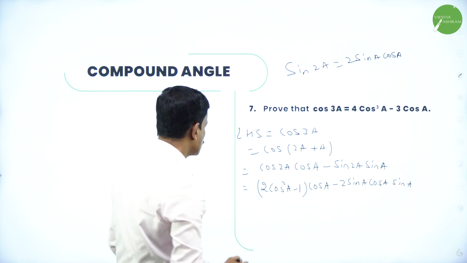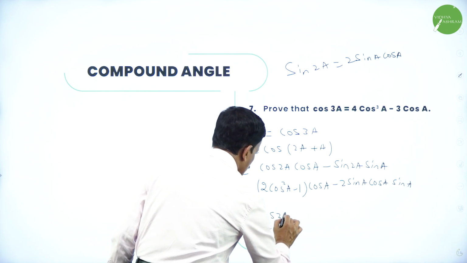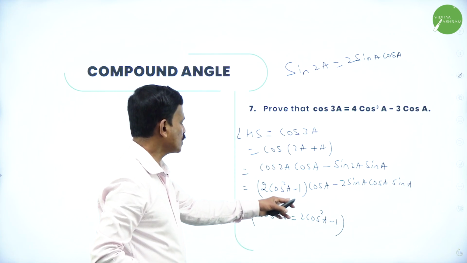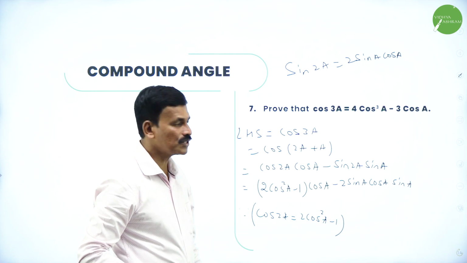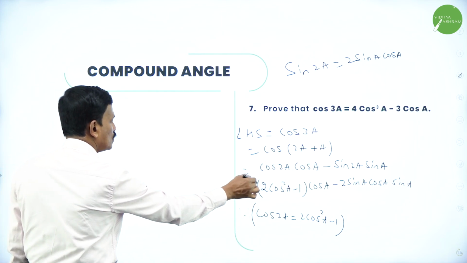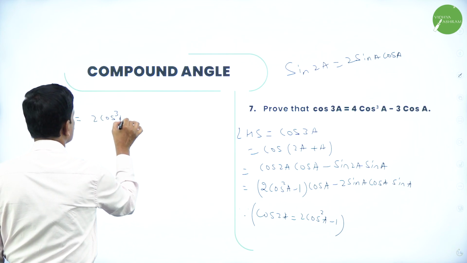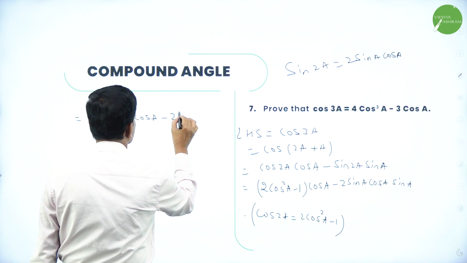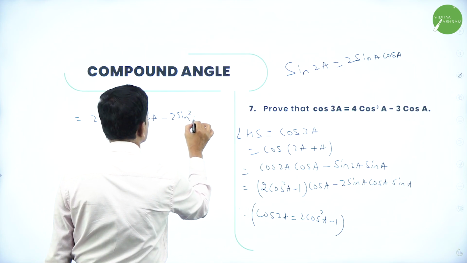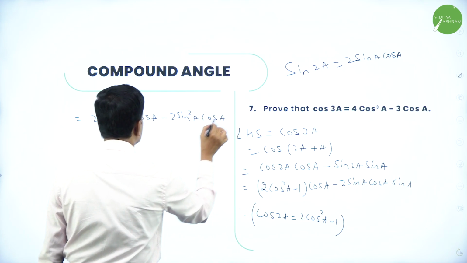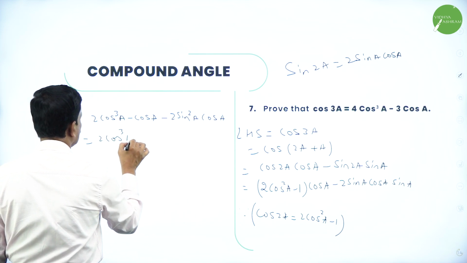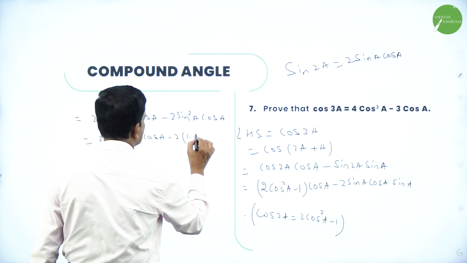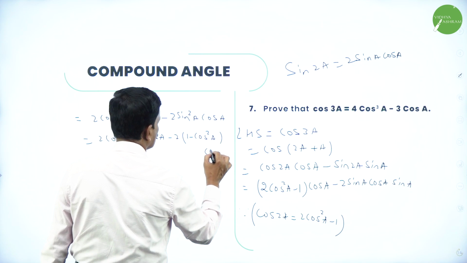Since we know cos 2a is equal to 2 cos square a minus 1, this is the formula. So (2 cos square a minus 1) into cos a, minus sin 2a, which is 2 sin a cos a, into sin a. Now multiply it. This is equal to 2 cos square into cos is 2 cos cube a, minus 1 into cos a is cos a, minus 2 sin a into sin a is sin square a, cos a as it is. Now again this is equal to 2 cos cube a minus cos a minus 2 into sin square a, which can also be written as 1 minus cos square a, into cos a as it is.